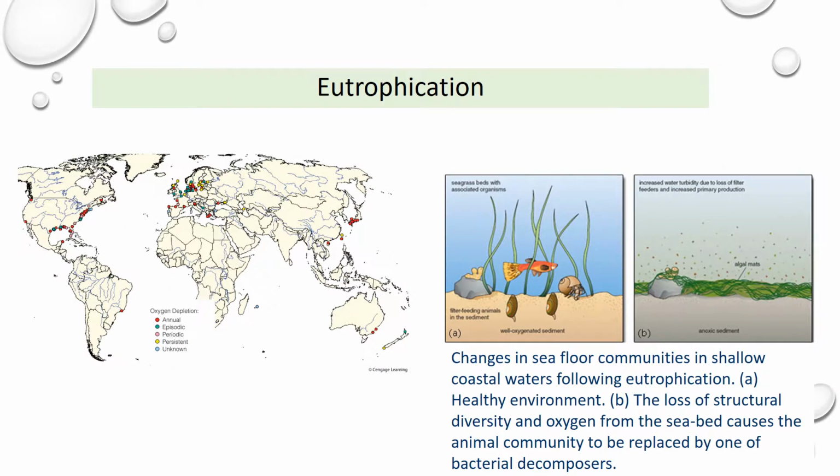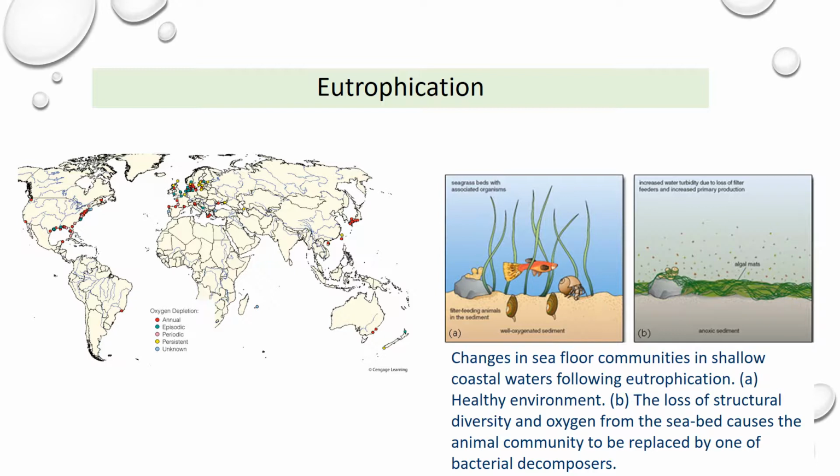Here in this global map, you can see the oxygen depletion. And so all the red dots indicate where oxygen depletion takes place every year. The green ones episodically, orange periodically, yellow persistently, and the blue ones unknown.